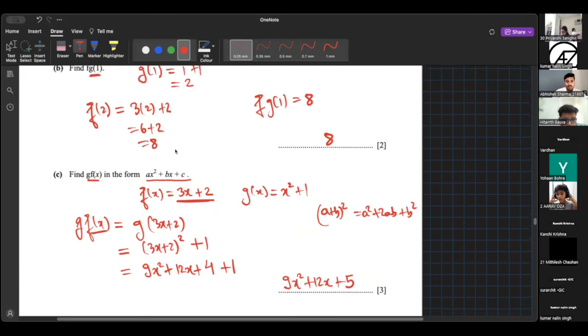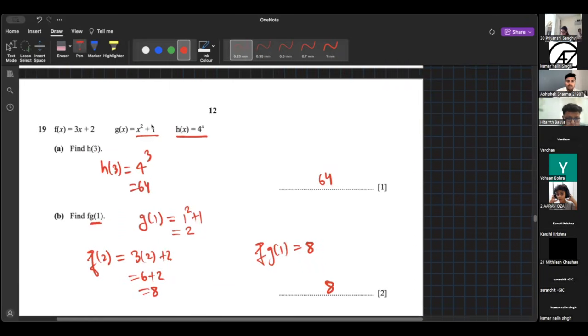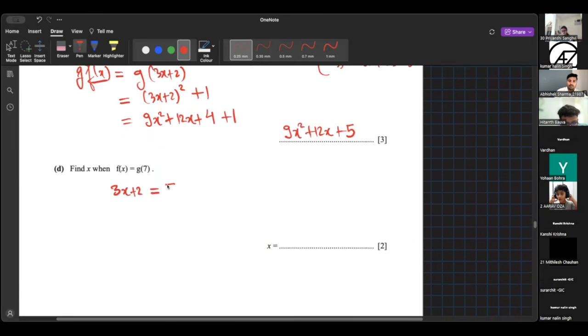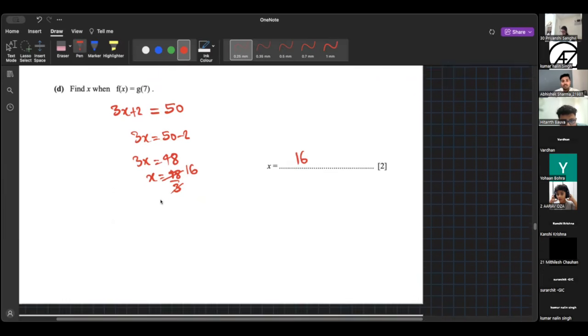Okay, g of 7 means we have to substitute 7 in place of x. So g of 7 is going to be 7 square plus 1, that is 49 plus 1, 50. Hence, we'll put 50 over here. So simply 3x is equals to 50 minus 2, that is 48. 3x equals to 48, x equals to 48 by 3. That is 16. It's 48, so 16 is the answer.